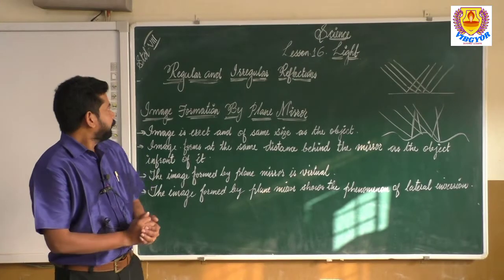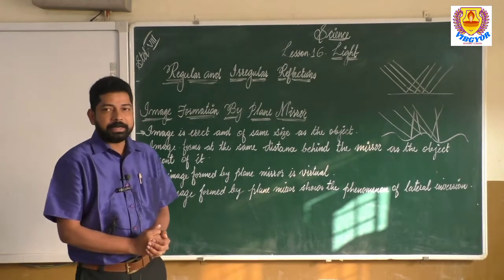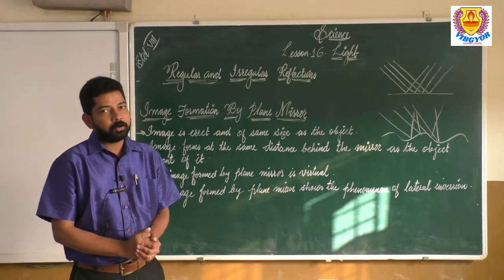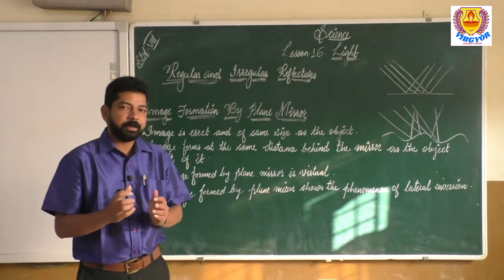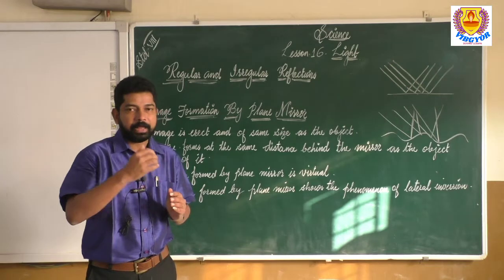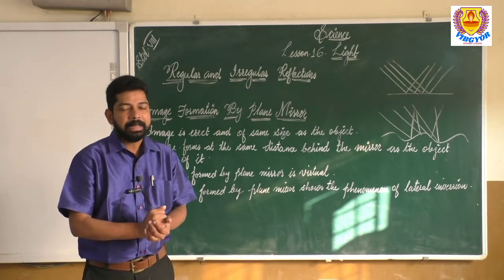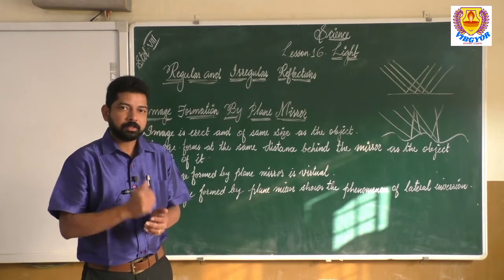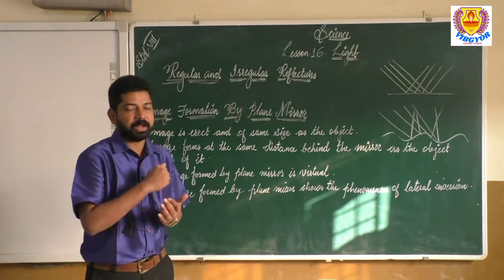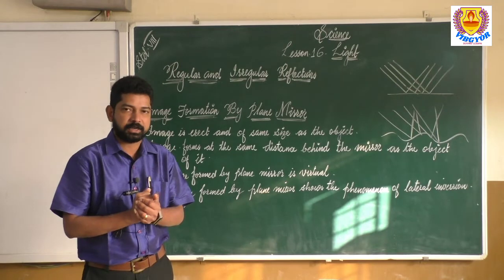Let's continue. Next one is regular and irregular reflection. Reflection we have learned. That means when light falls on an object, a part of it will bounce back, or it will be reflected. So that reflection is of two types, regular and irregular reflection.